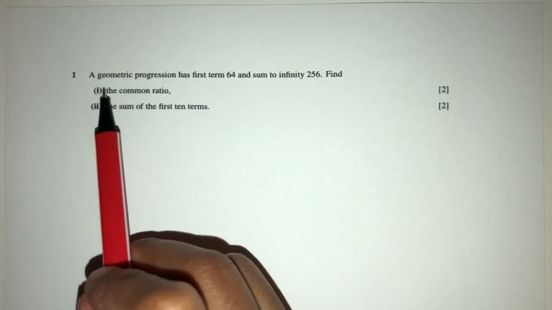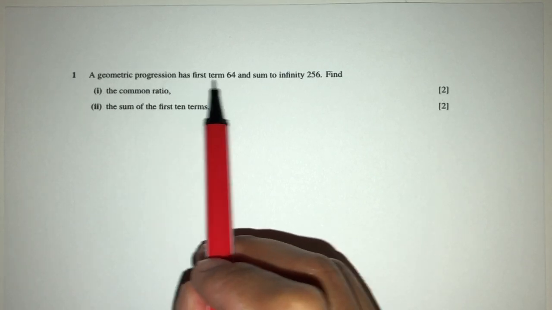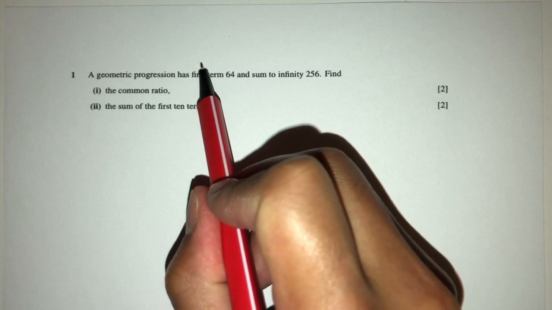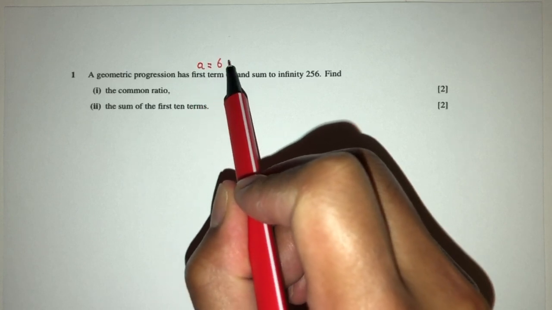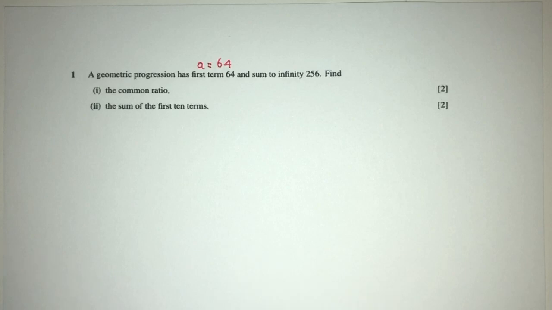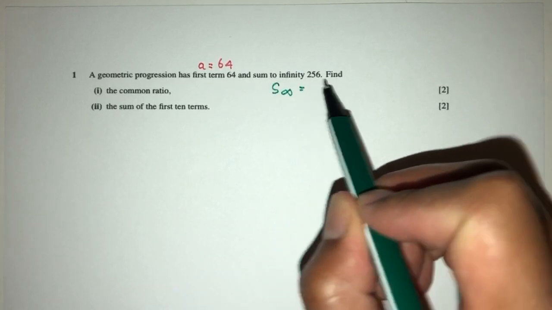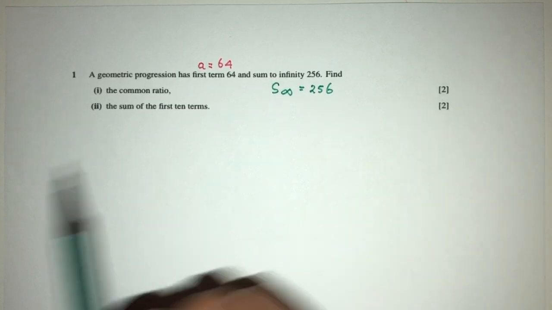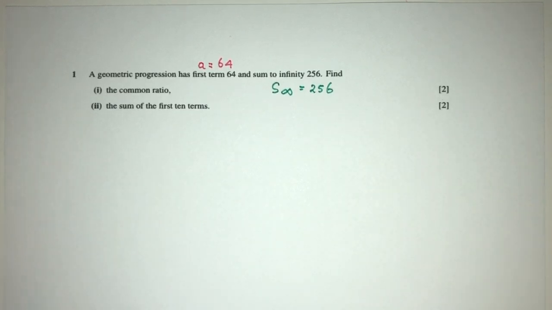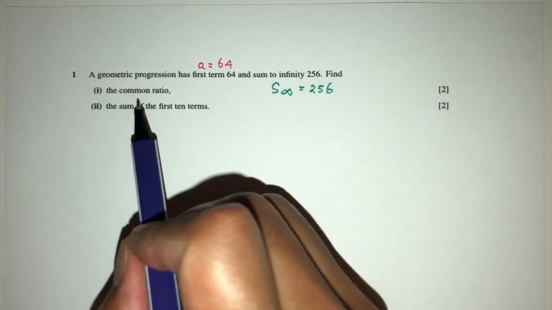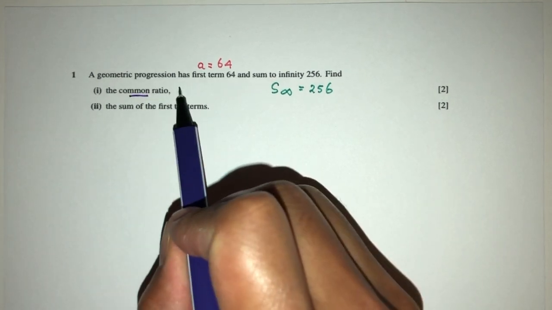So here we have a geometric progression that has first term, which we know is defined by a. A is equal to 64 and the sum to infinity is given to you as 256. Great, so these are the given information. Now part 1: find the common ratio. We know this is the value of r.